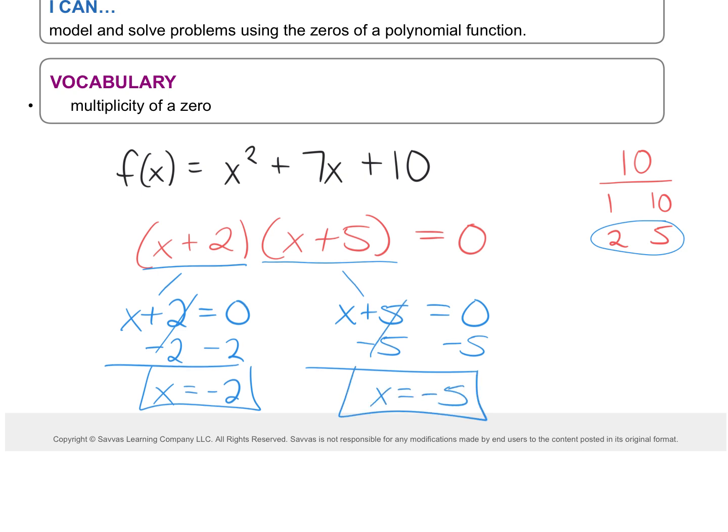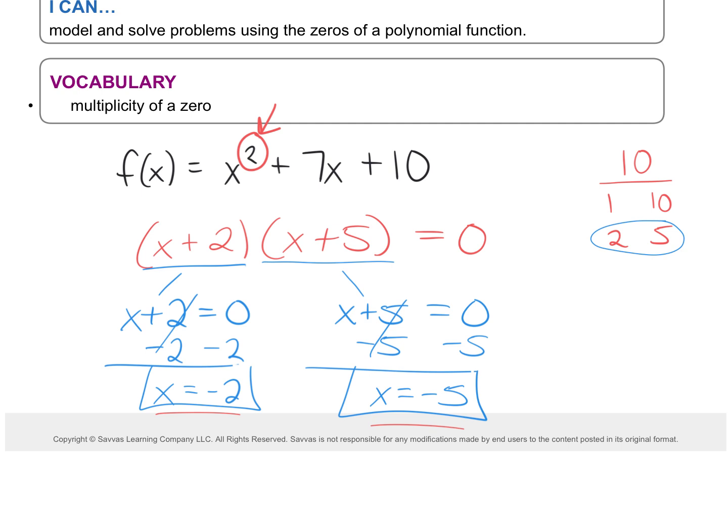How do we know how many zeros we should have? What's that called? Degree, okay? There's only 2 degrees. That's the highest degree. Once we start factoring, that number tells us how many zeros we should have. Do we have 2 zeros? Yes. So that was basic factoring and solving for zeros.